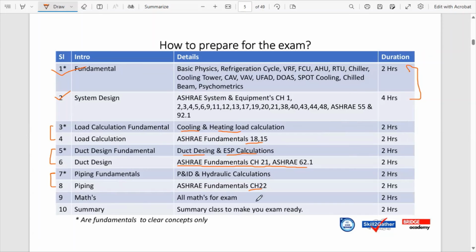After that, we are going to have a dedicated segment on maths. There are about 70% questions relevant to maths. So maths are everywhere. So we are going to have a separate segment only on maths. And as we finish math, we are going to have a summary class. In the summary class, we are going to summarize everything because this is a huge subject matter. So before the exam, you cannot focus on everywhere. So make sure that you focus on the right topic. So the summary class will make you exam ready actually.